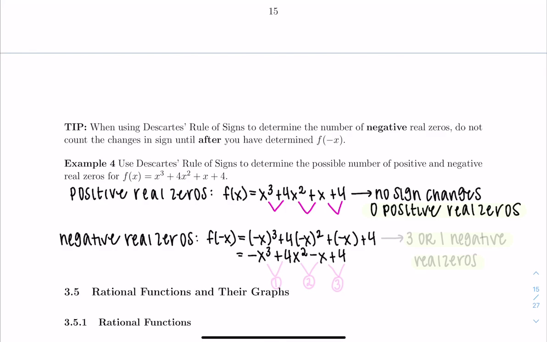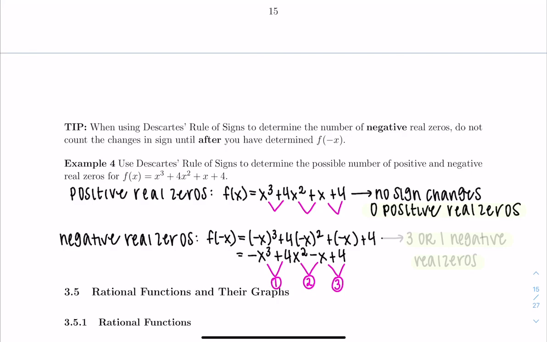So let's look at the sign changes here. We go from negative x cubed to positive 4x squared. So that's one sign change. We go from positive 4x squared to negative x. That's positive to negative, so a second sign change. We go from negative x to positive 4. Again, another sign change.